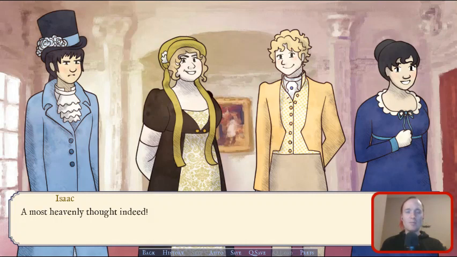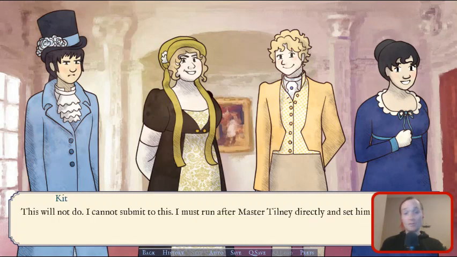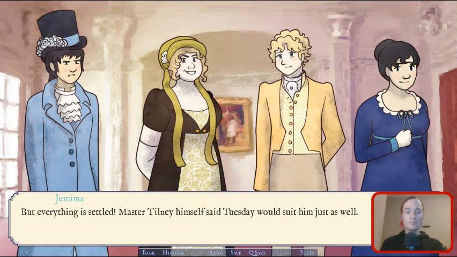Maybe saying, we're gonna do murders. I cannot submit to this. I must run after Master Tilney directly and set him right. Okay. But everything is settled. Master Tilney himself said Tuesday would suit him just as well.